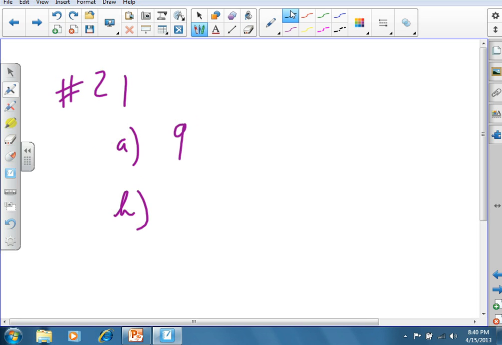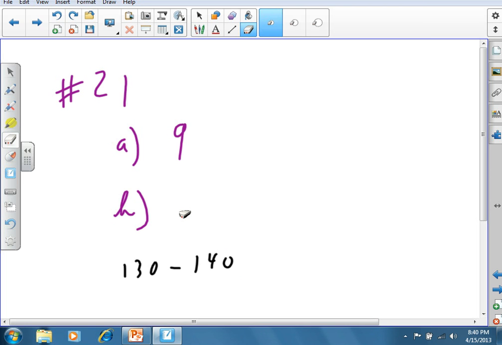How many teams had a payroll between 130 and 140 million? 130 and 140 million. 8. No. I can't tell. How am I going to know that? Okay, 130 and 140. So there's 4 greater than 130 and 1 greater than 140. So 4 minus 1 is 3.